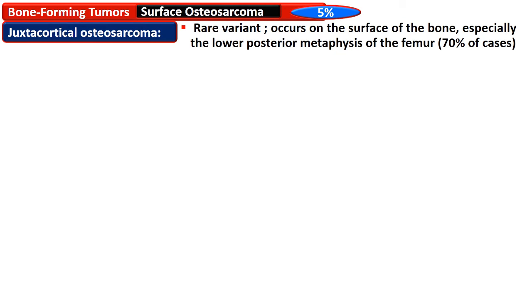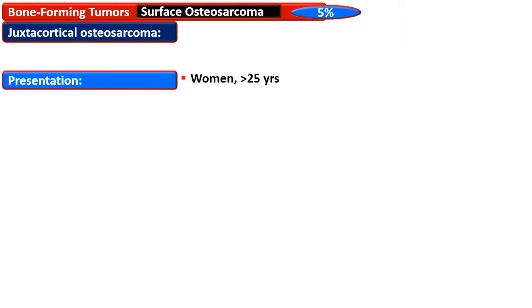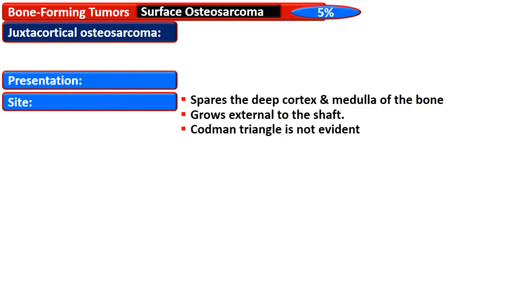The juxtacortical or parosteal osteosarcoma is a rare variant, and it occurs on the surface of the bone, especially the lower posterior metaphysis of the femur, and this location is involved in 70% of the cases. This parosteal osteosarcoma involves women more, and the age group affected is more than 25 years. It spares the deep cortex and medulla of the bone, grows external to the shaft, and Codman triangle is absent.